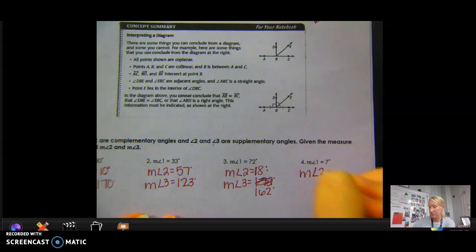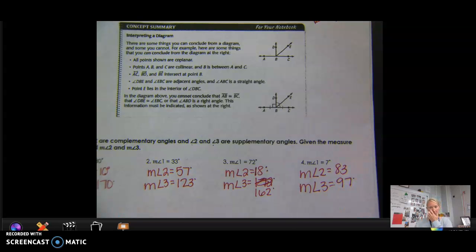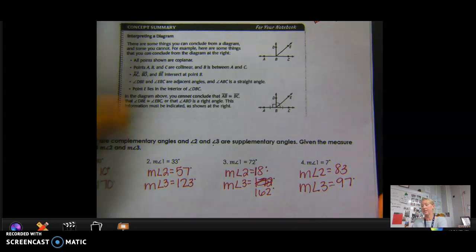Number 4, the measurement of angle 1 is 7. So the measurement of angle 2 is 90 minus 7, which is 83. And then the measurement of angle 3 would be 180 minus 83, so that would be 97. All right, next page.